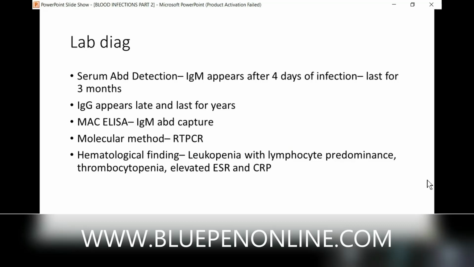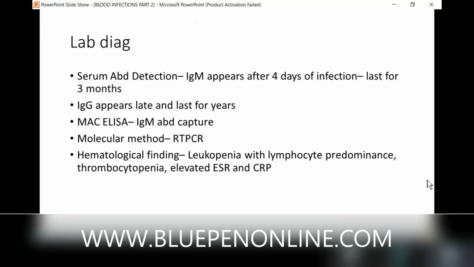So lab diagnosis, what's the lab serum antibody detection? IgM appears 4 days after the infection and lasts for about 3 months. IgG appears late and lasts for years. MAC ELISA is done, IgM antibody capture. Molecular method is RT-PCR. The hematological finding we see is leukopenia with lymphocyte predominance.